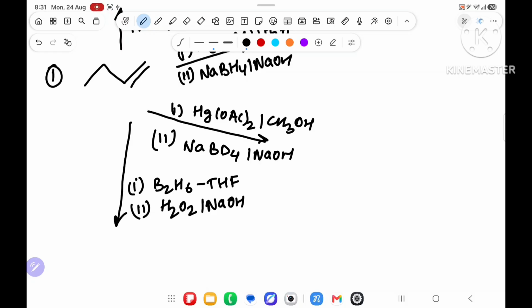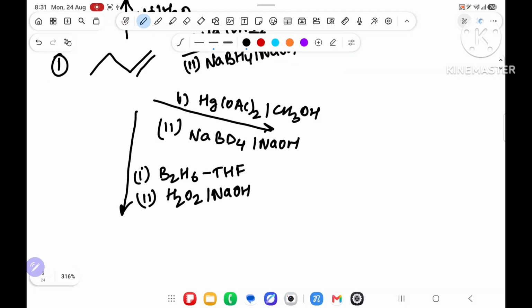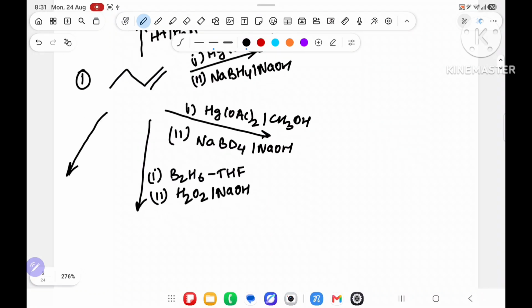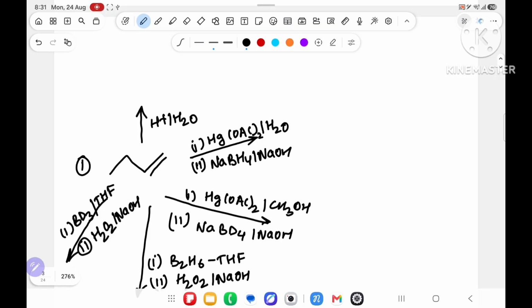Second reagent H2O2 in presence of NaOH. And one more, suppose I will take the last reagent: first BD3 in presence of THF. Second reagent is H2O2 in presence of NaOH. Any problem? No, sir. Now see over here.